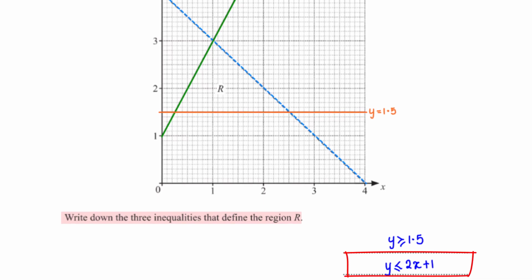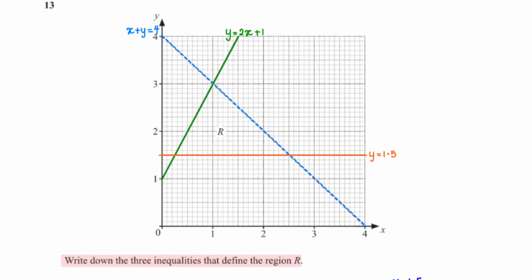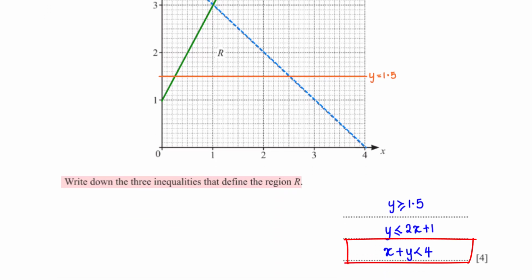The region R is below y equals 2x plus 1, and so we define the inequality as y is less than or equal to 2x plus 1. The region R is below x plus y equals 4, and so we have x plus y is less than 4. We do not add the equal sign to the less than sign because unlike the other boundaries, this boundary is a broken line.